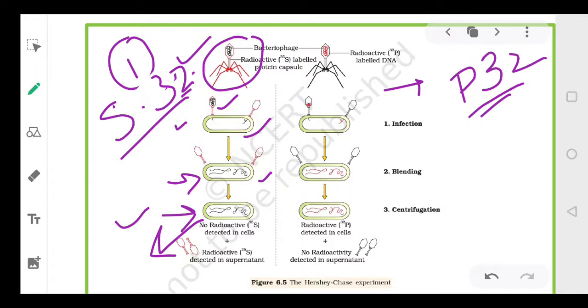Now these were also allowed to infect the bacterial cell. Okay. So first test was infection, then there was blending. Blending means the two genetic materials, that is the genetic material of bacteriophage plus the genetic material of bacteria, they will blend with each other. They will mix with each other. Right? Clear? And now we centrifuged it to observe the radioactivity in the DNA, in the genetic material.